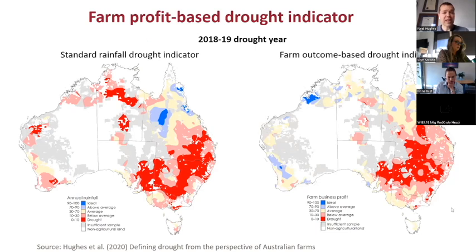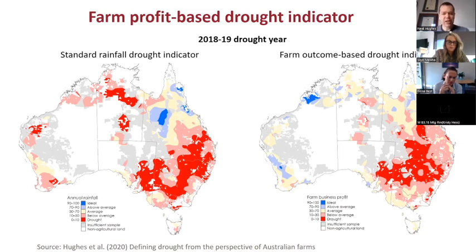So what we've been doing recently at ABARES is developing a new measure of drought that's based on farm outcomes, specifically farm profit outcomes, as opposed to rainfall. On the left here, you have an example of a standard rainfall indicator for the 2018-19 drought year. That tells you whether or not rainfall over a 12-month period was low relative to what it normally is. And on the right, you have the farm outcome-based indicator, which tells you whether farm profits were lower than normal due to the combined effects of weather conditions that farms experienced in that year.